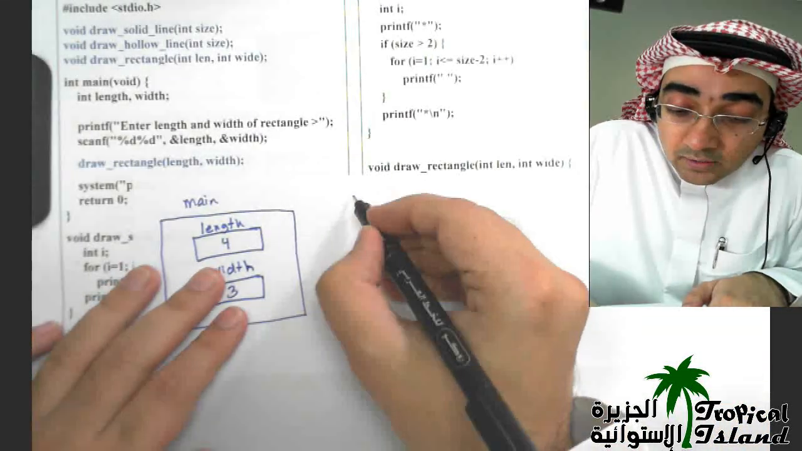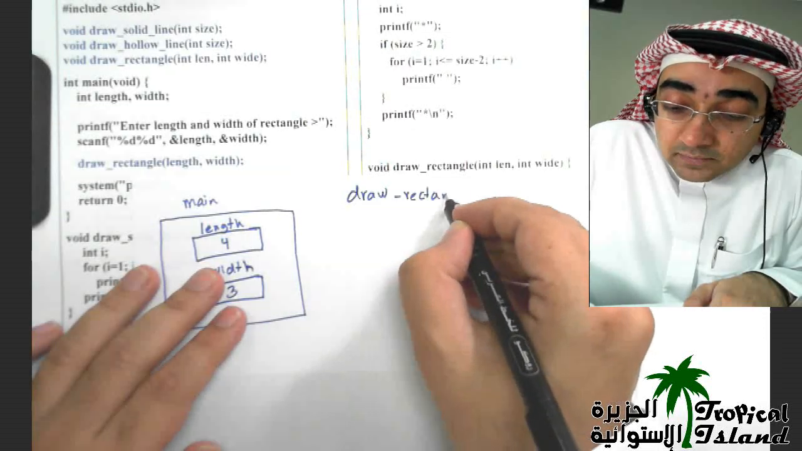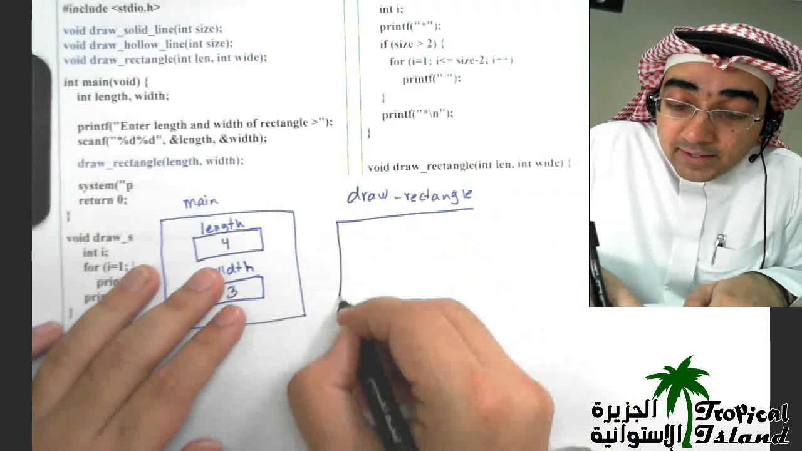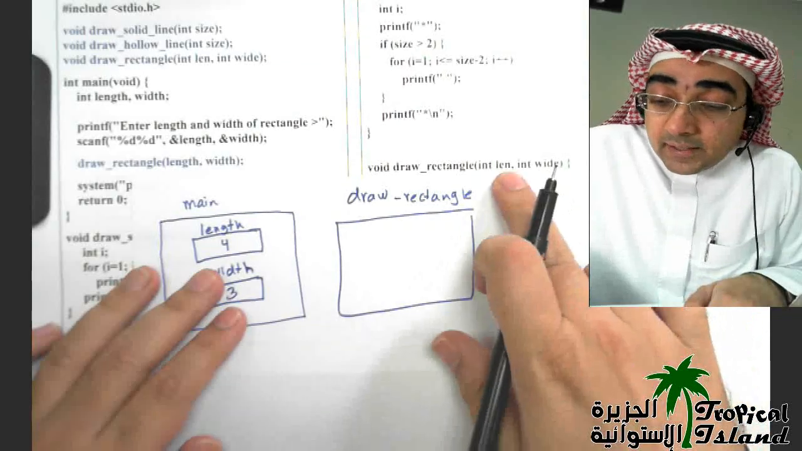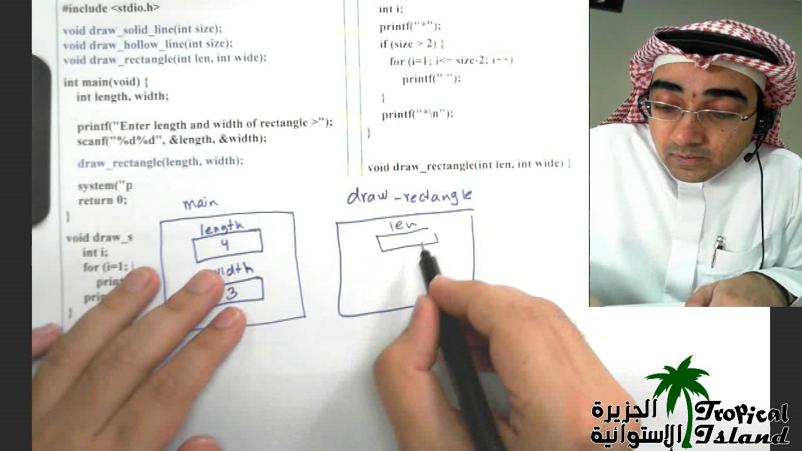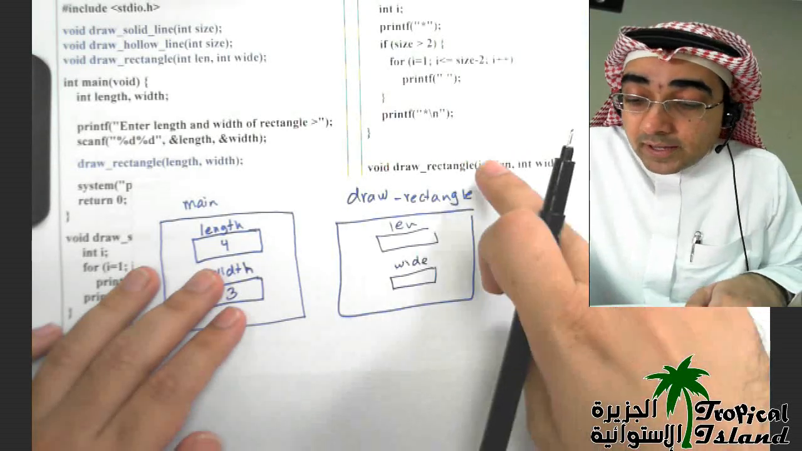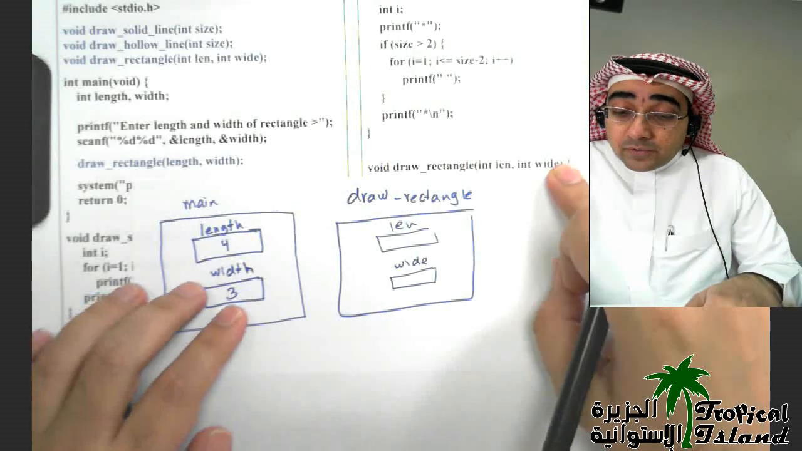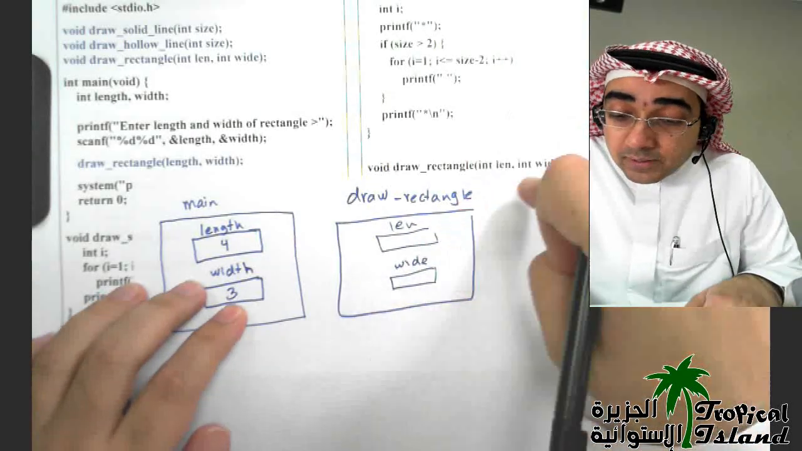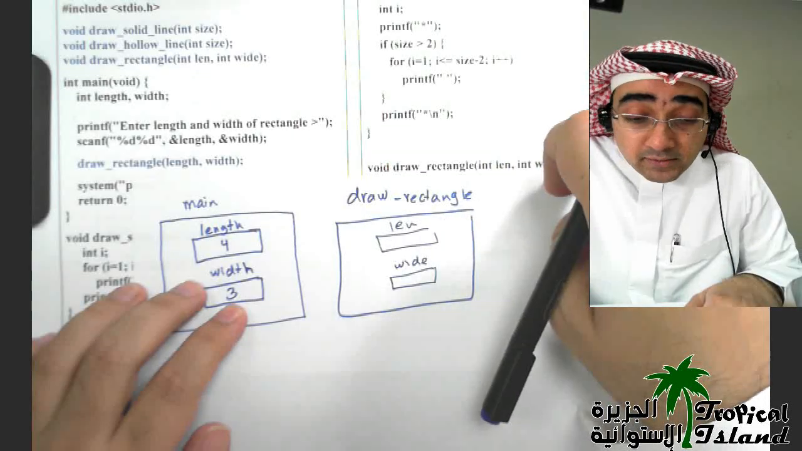Okay, so I say draw rectangle, and I allocate another set of memory, and in it I have to say len as integer, and wide as integer. Okay, so I have 2 variables that I have declared over here, and I'm going to declare them into my memory because these are the values that are declared in my function header.